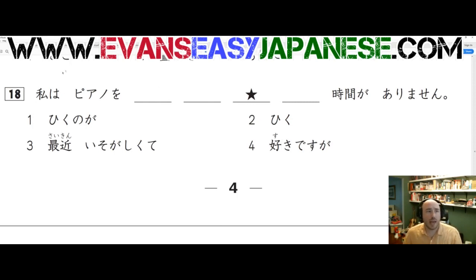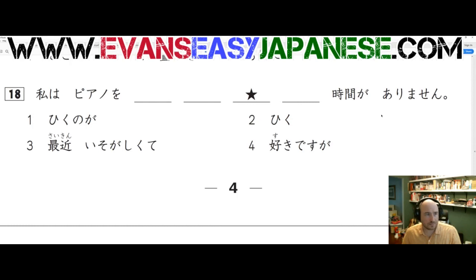Okay, so we have what? Piano, we're going to have 1 clause, another clause, 2 clauses, 3 clauses. This is actually a 4-clause sentence, which is cray-cray. That's a long sentence with lots of clauses.